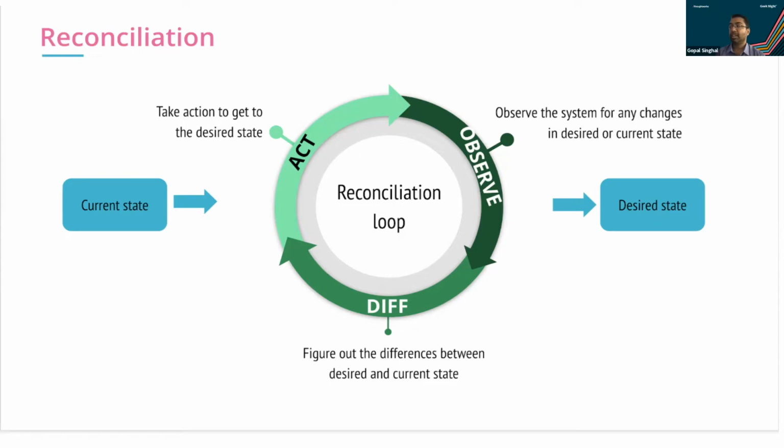if that doesn't match, then it creates a diff, and then comes the final phase, act, which makes the required changes to bring the resource object to the desired state. And this loop continues on and on. This is the responsibility of the controller, to continue this loop and ensure that for any object defined in Kubernetes, its desired state and current state match.